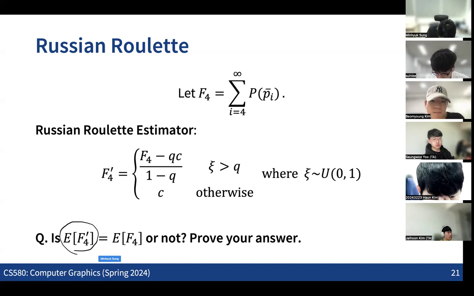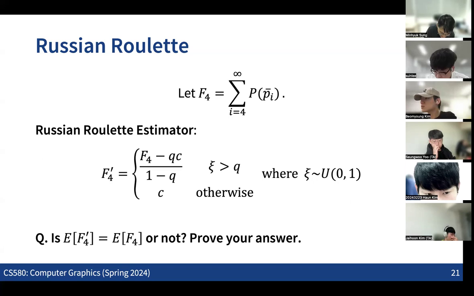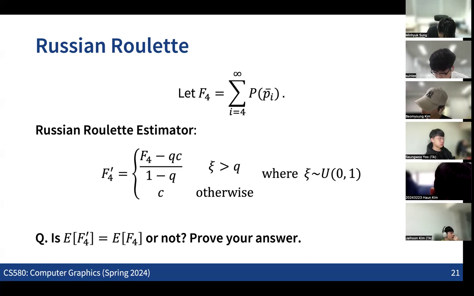So obviously the basic idea here is that the expected value of this new estimator is the same as the expected value of the original one, which means this is one way that we are making an unbiased estimator while having the chance to ignore the computation of this whole part. But we need to see why we need this scaling and the offset term to make the estimator unbiased. So let's quickly check whether these two are the same or not.